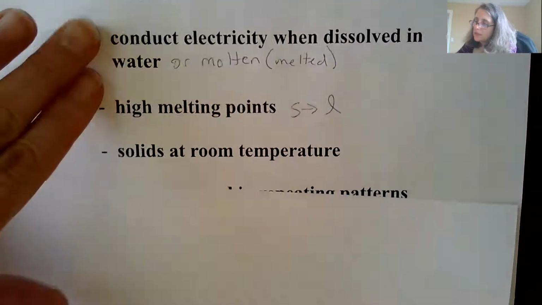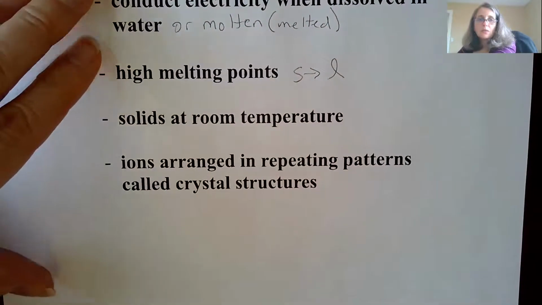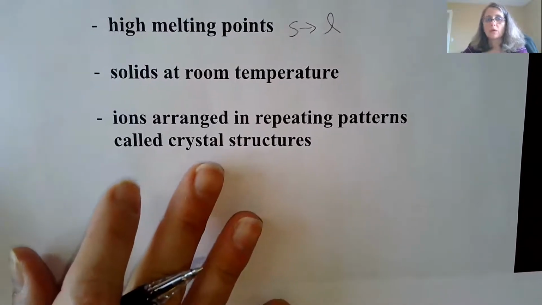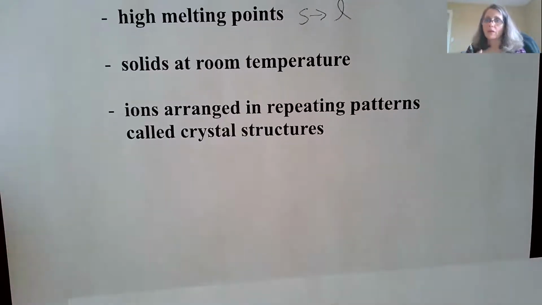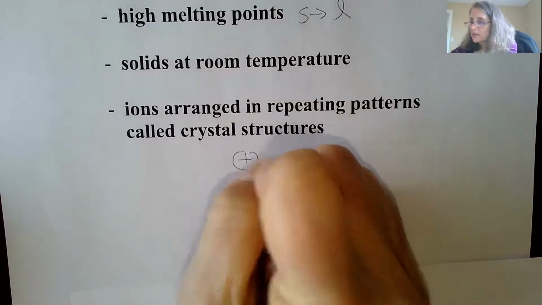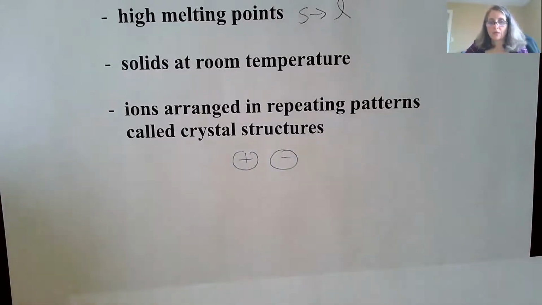And then to tie it all together, these ions arrange in what we call a repeating pattern, or what we call a crystal structure. Because we have positives and negatives, they repeat themselves: positive and then negative, positive and then negative. So I have a little diagram here that I will show you.